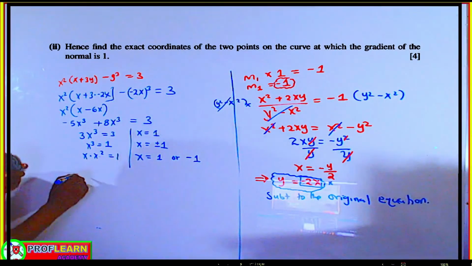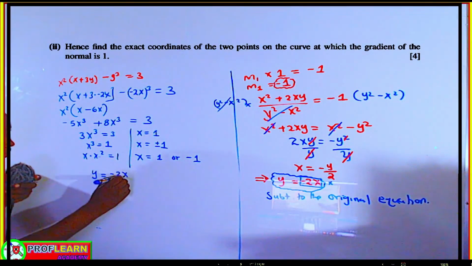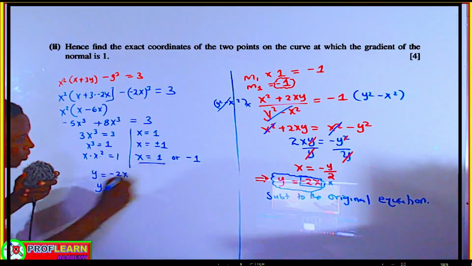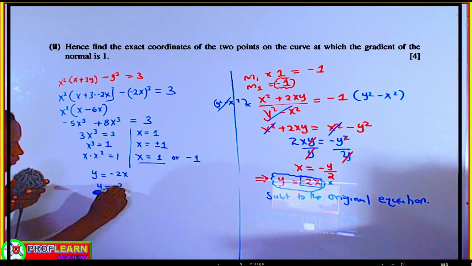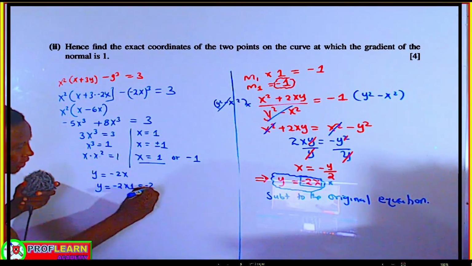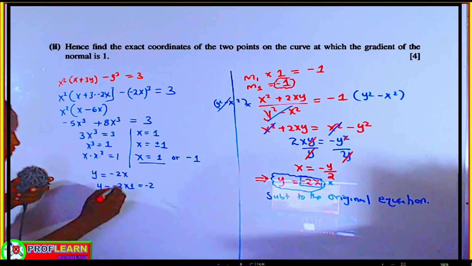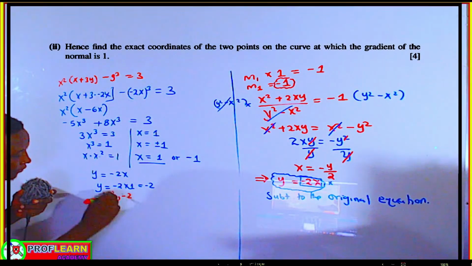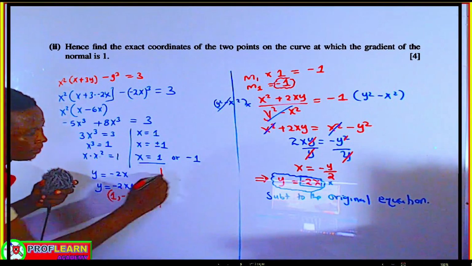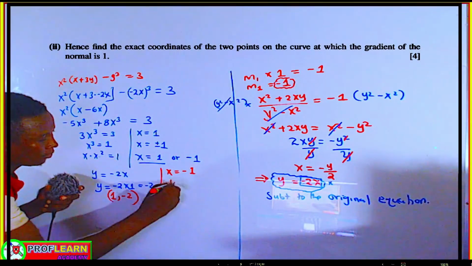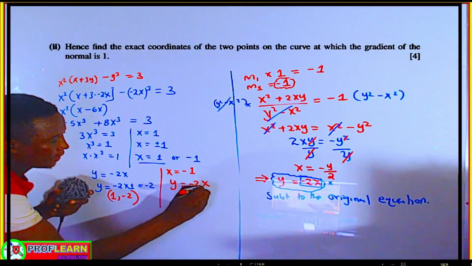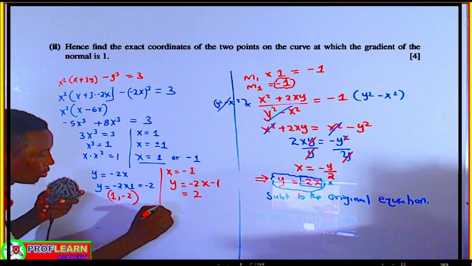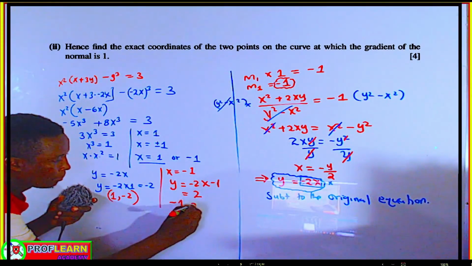And what will be the value of y? y is actually negative 2x. So when x is 1, y is going to be negative 2 times 1, and that's going to be negative 2. So that coordinate is going to be (1, negative 2). And the second one, when x is equal to negative 1, y is going to be negative 2 times the x value, which is negative 1, and that's going to be positive 2. So that coordinate is going to be (negative 1, positive 2).